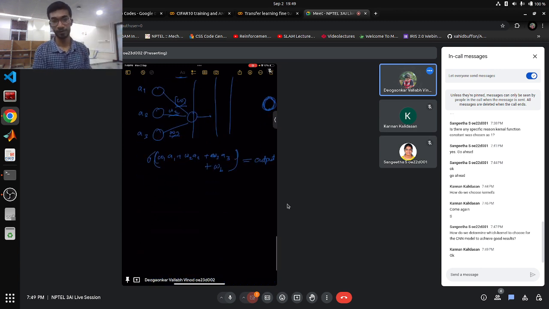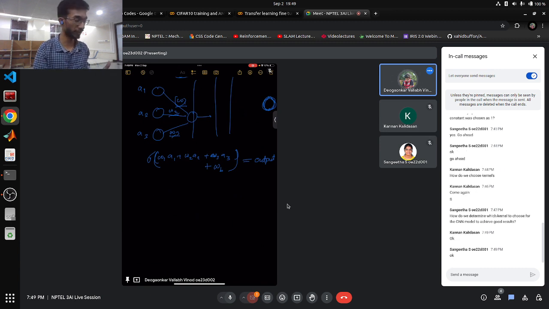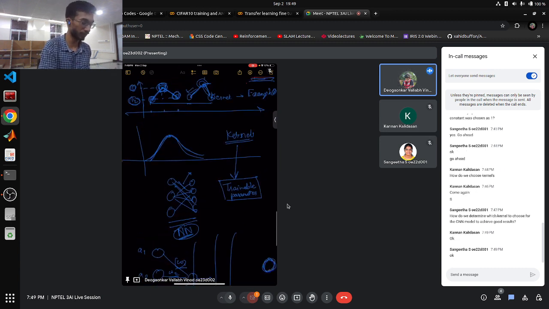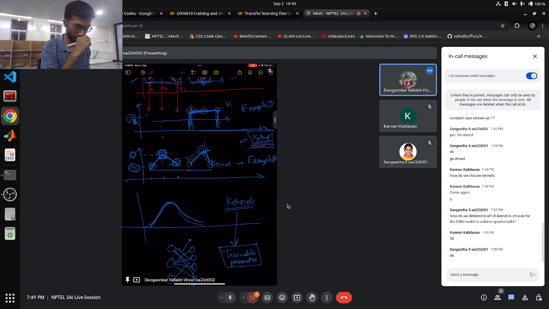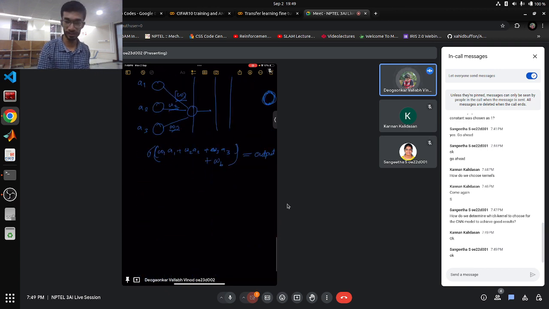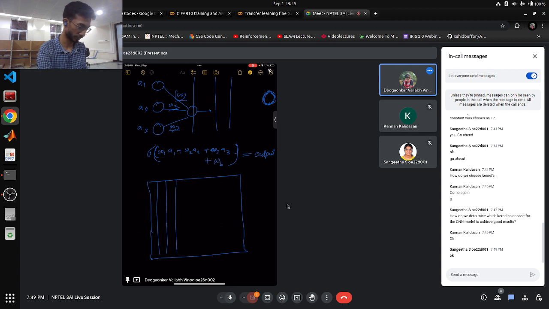Okay. So when it comes to now 1D data, this is how we imagine the kernel to be. But in case of 2D data, let's say for an image, okay, so an image is basically a grid of numbers, right?